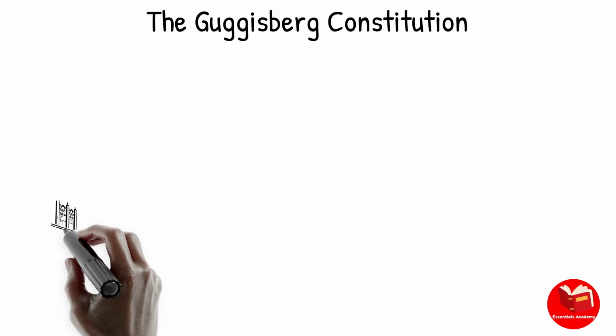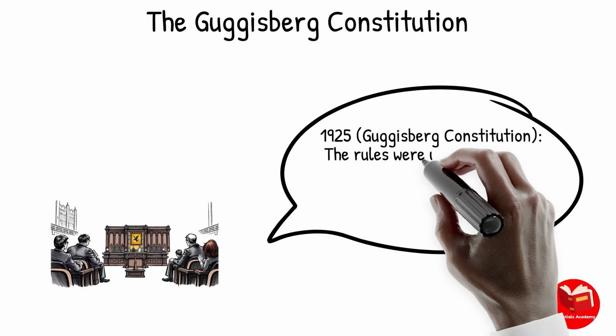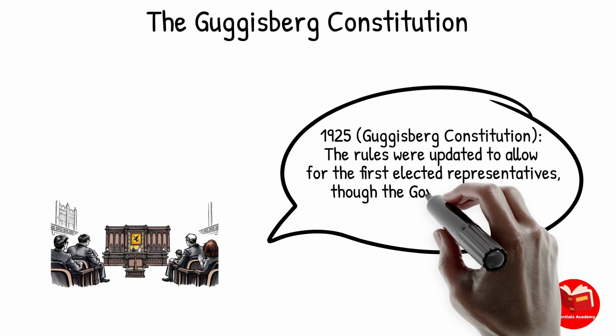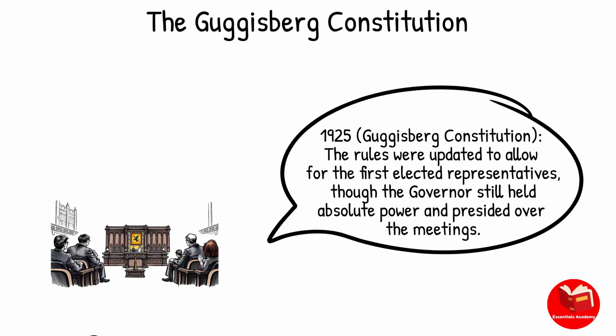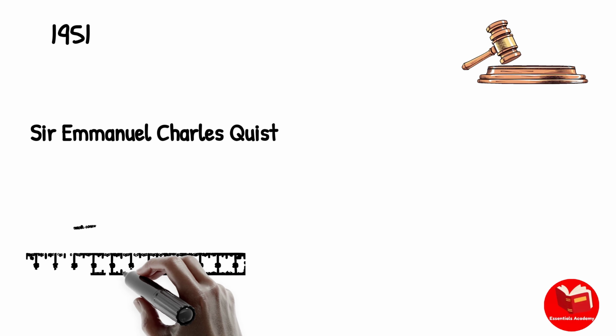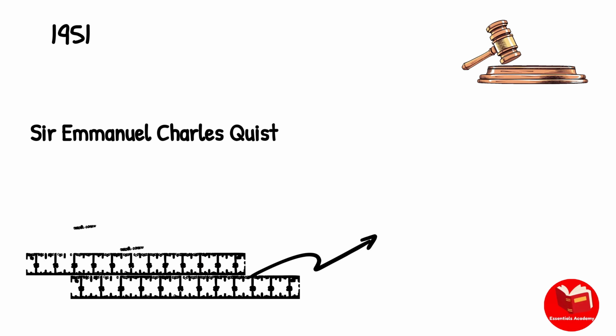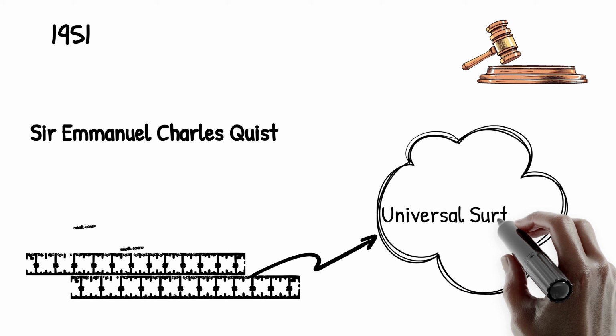1925, Guggisberg Constitution. The rules were revised to allow the first elected representatives, although the governor retained absolute power and presided over the meetings. 1951. A major turning point occurred when the legislature elected its first speaker, Sir Emmanuel Charles Quist, and the rules shifted to govern a more representative assembly under universal suffrage.